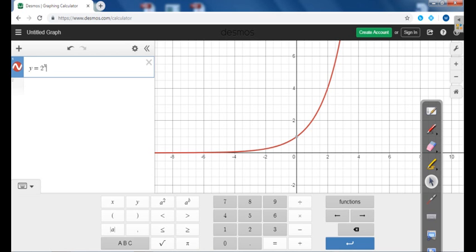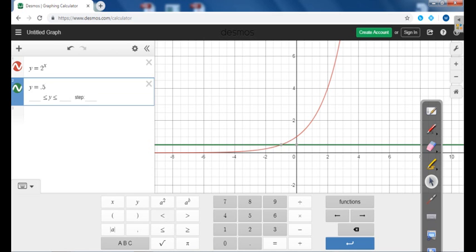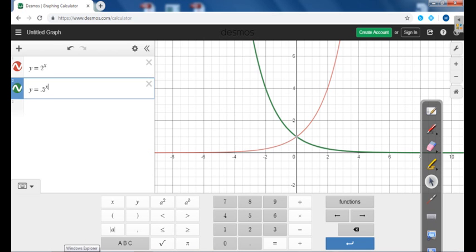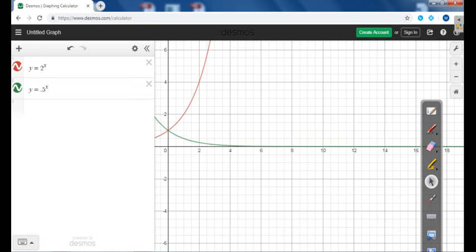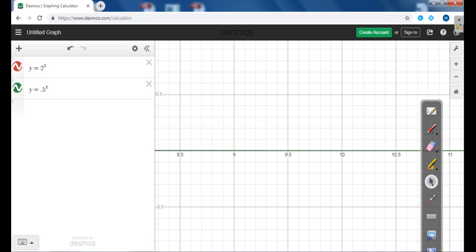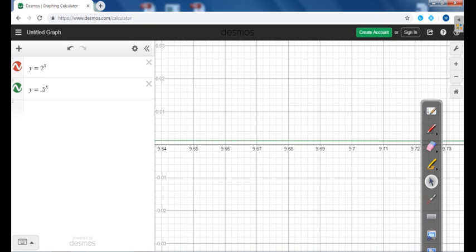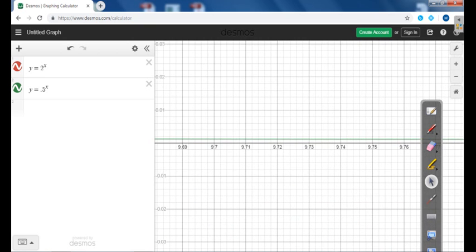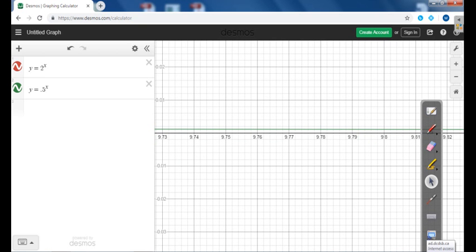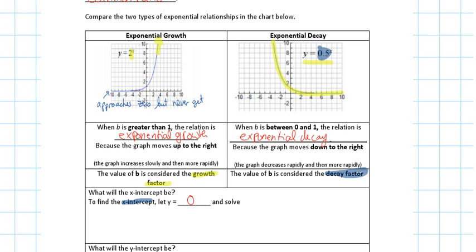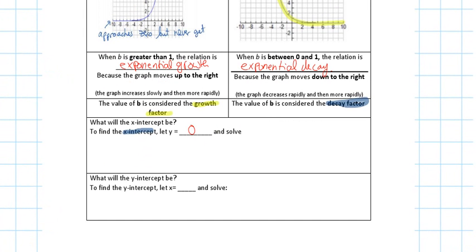How about for 0.5 to the power of x? If I graph y equals 0.5 to the power of x, do you think I'm going to have any x-intercept? No. Right? I can zoom in. Look. It's flat, but it's never going to touch that. So for both graphs, unless I have a transformation, I have no x-intercept.